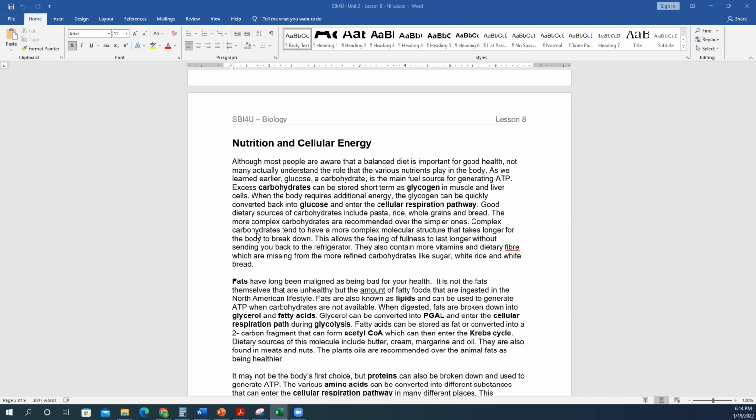So this allows us to have that feeling of fullness longer without needing to actually go back and eat more. These complex carbohydrates, in addition to their carbohydrate content, also contain more vitamins and more dietary fiber, which are typically missing from the more refined carbohydrates, such as sugar or white rice or white bread.